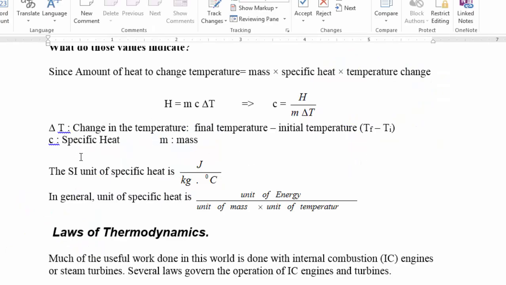And the unit of specific heat, as you saw from the table, is joule per gram Celsius or joule per kilogram Celsius. But in general, it could be any unit of energy over unit of mass over unit of temperature. Hope this video clarified the concept of heat exchange and the meaning of specific heat value.